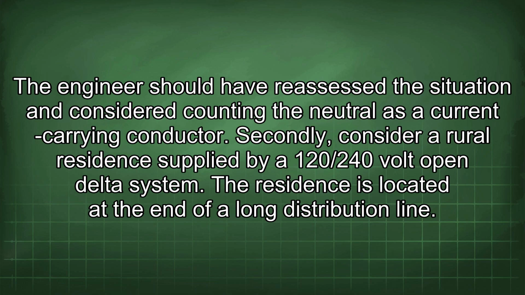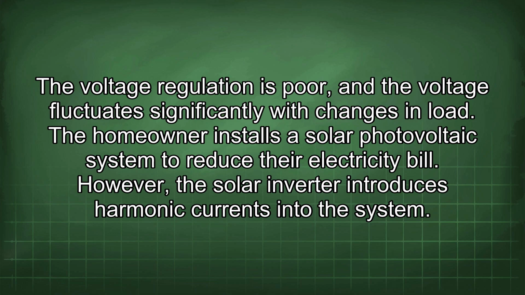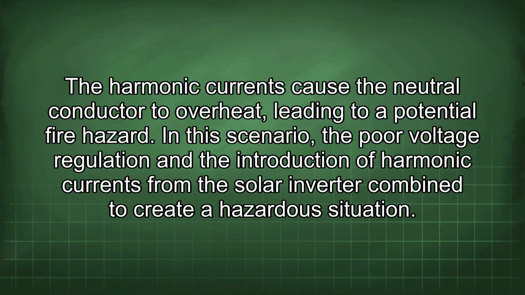Secondly, consider a rural residence supplied by a 120/240 volt open delta system. The residence is located at the end of a long distribution line. The voltage regulation is poor, and the voltage fluctuates significantly with changes in load. The homeowner installs a solar photovoltaic system to reduce their electricity bill. However, the solar inverter introduces harmonic currents into the system. The harmonic currents cause the neutral conductor to overheat, leading to a potential fire hazard.